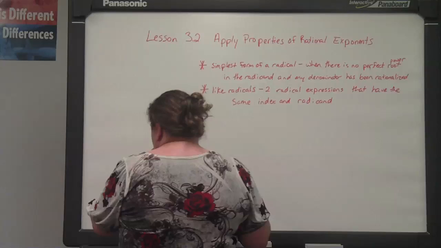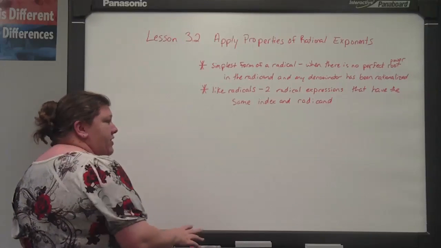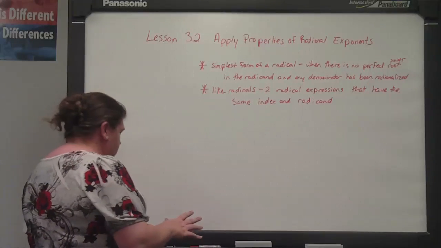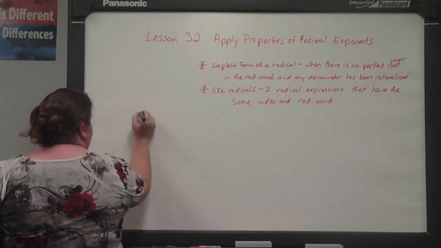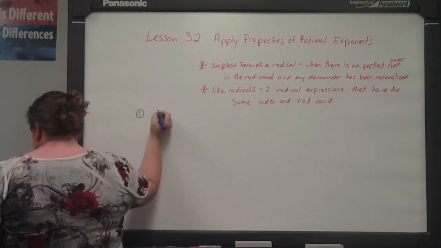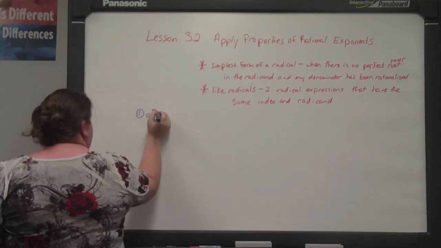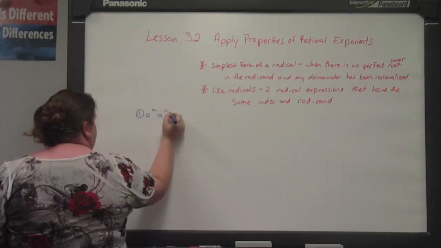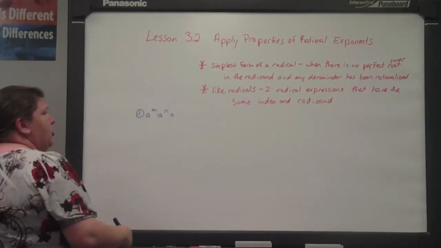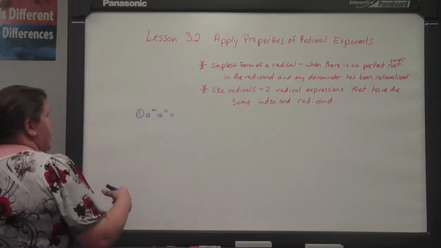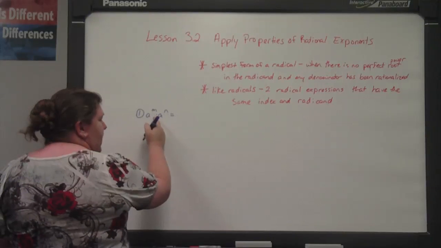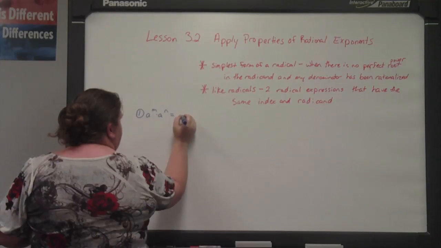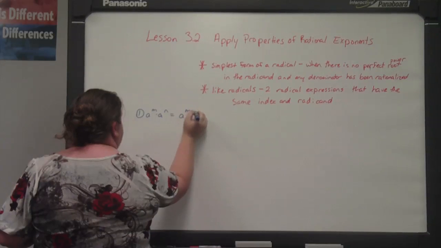So now we want to look at some properties. These are properties that you have seen before. The first property is a to the m times a to the n. You can remember this back to just the property of exponents. When it's separated by a multiplication symbol, we simply add them: a to the m plus n power.